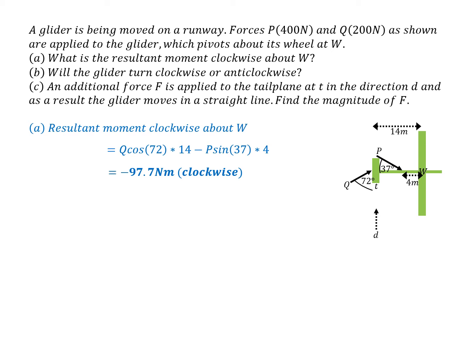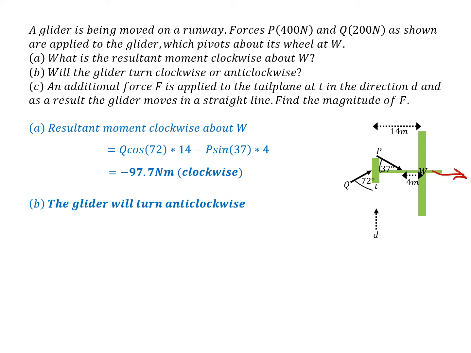So we're asked now to decide whether the glider will turn clockwise or anti-clockwise. Well, if we've got a negative clockwise moment, then it will turn anti-clockwise. So finally, we don't want it turning anti-clockwise. We don't want it turning. We want it going in a straight line.